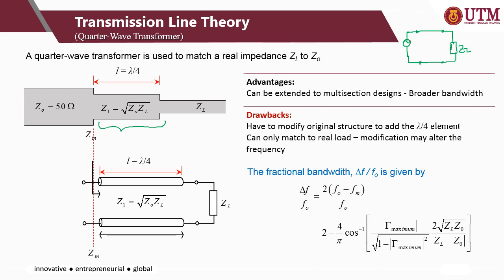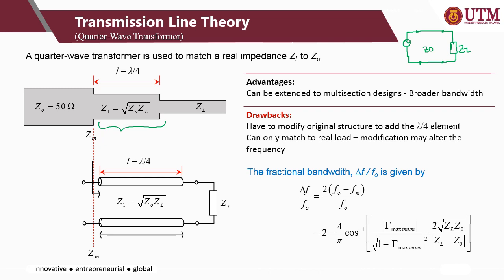All right, so we have seen earlier how to match ZL to Z0, the transmission line characteristic impedance. To match ZL to Z0, we can use the stub matching technique. We can also use the L section matching technique. And now we are going to look at another technique that can be used to match Z0 to ZL, by the inclusion of an additional element with a length of lambda over 4.